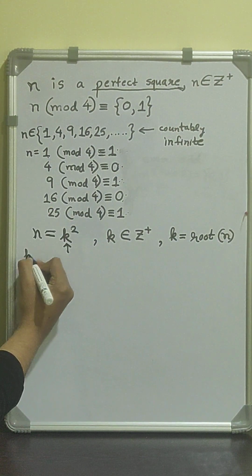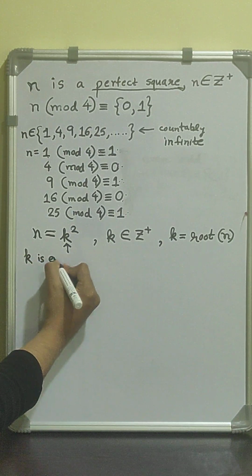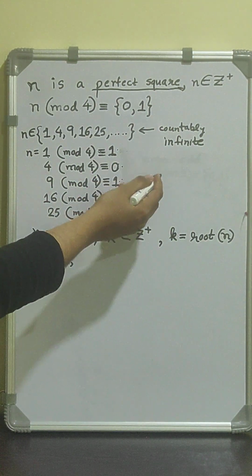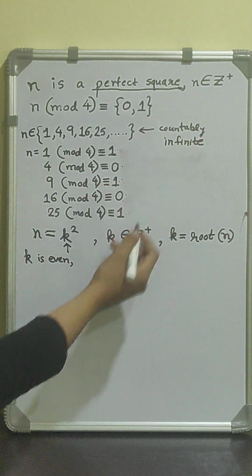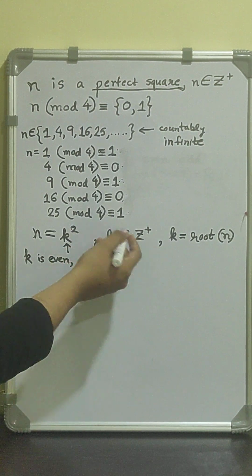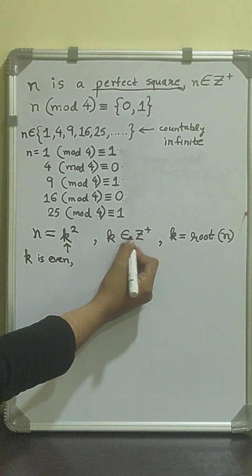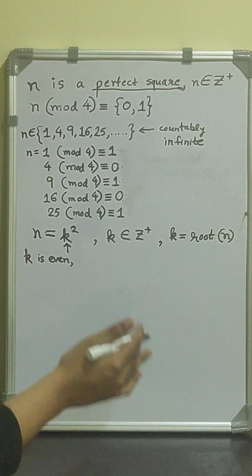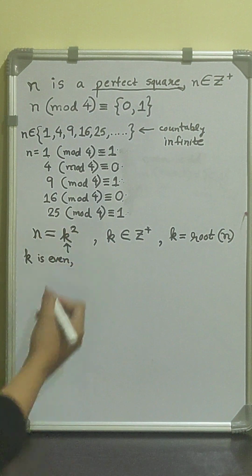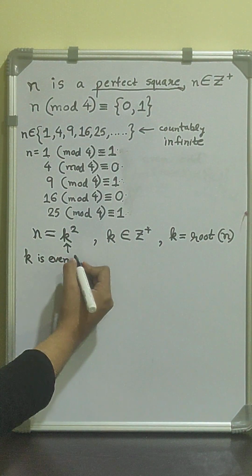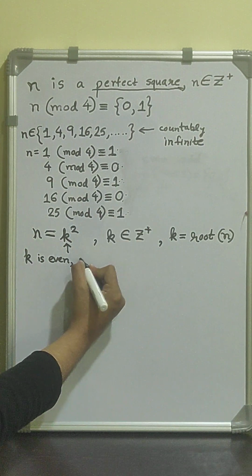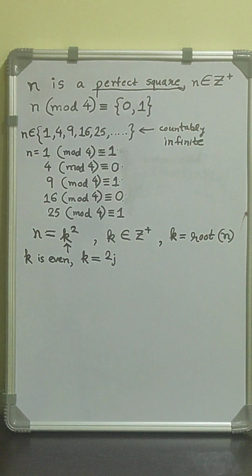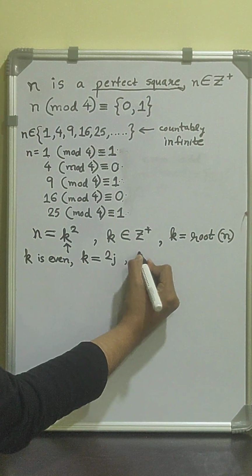So then if k is even, because there are only two possibilities as I had shown with m, another arbitrary positive integer. So k is not any different from m, because k is just a positive integer. Whether it's a perfect square or not, we don't know, but n definitely is. So if k is even, then we can write k as 2 times j, where j is another positive integer.